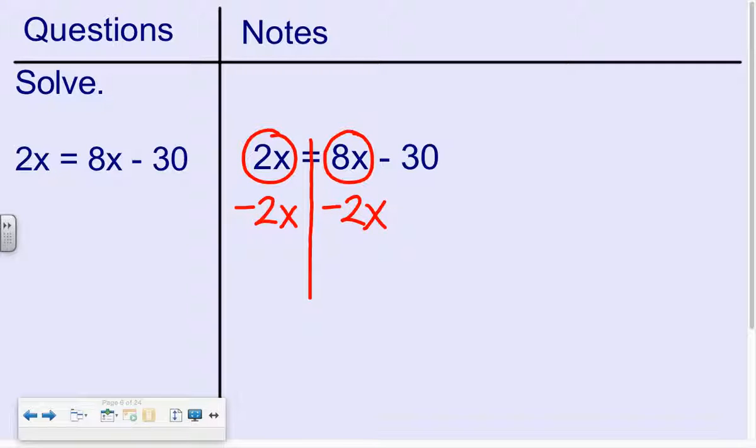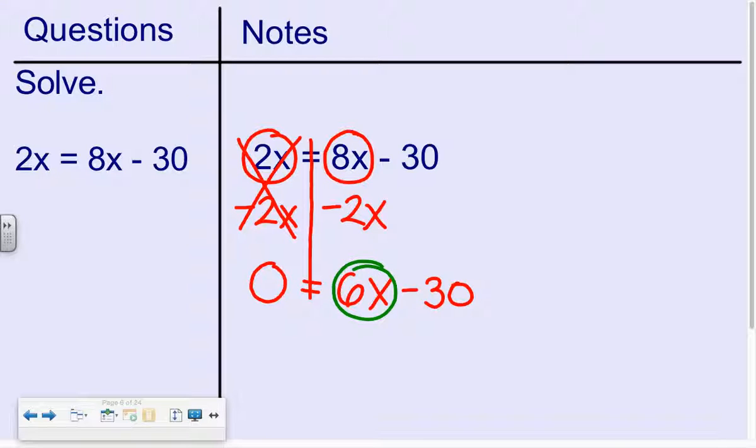Now this left-hand side might look a little funny because we're left with nothing. Since we're left with nothing, we're just going to write the number 0. We're left with 0. 2 minus 2 is 0. 8 minus 2 is 6. Bring down our minus 30. And then we're still going to take the exact same steps we did on all the other problems to solve. It's fine that we have a 0 in our problem.